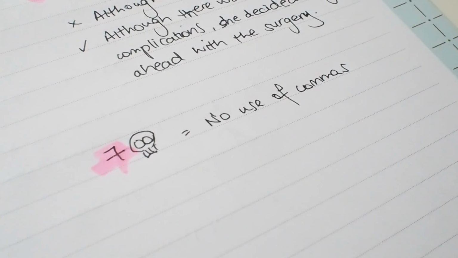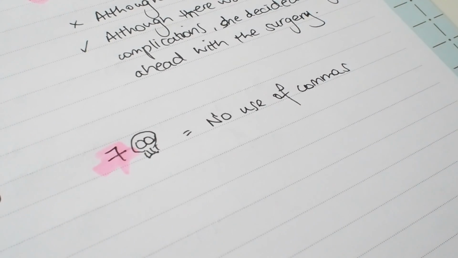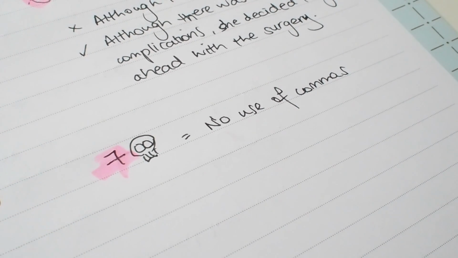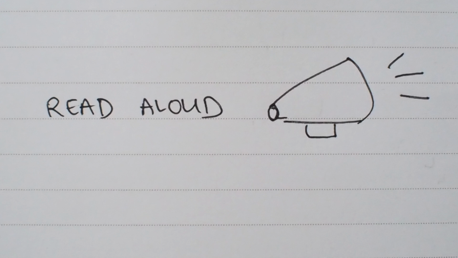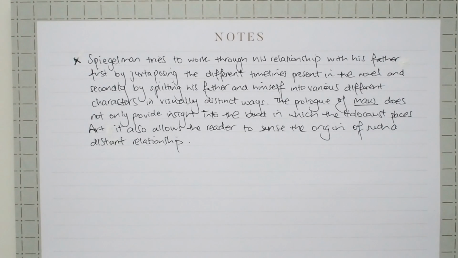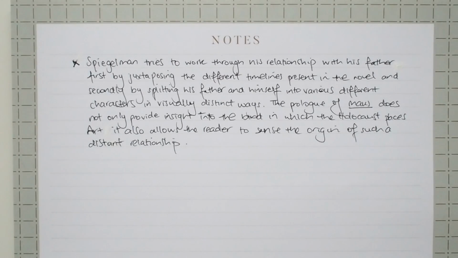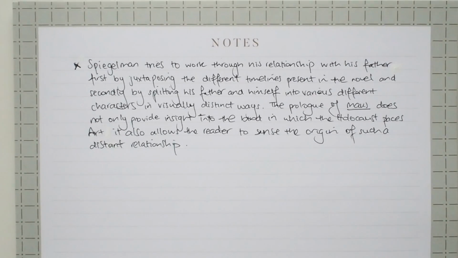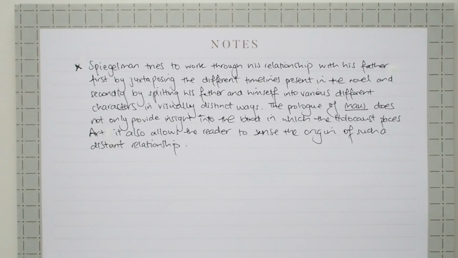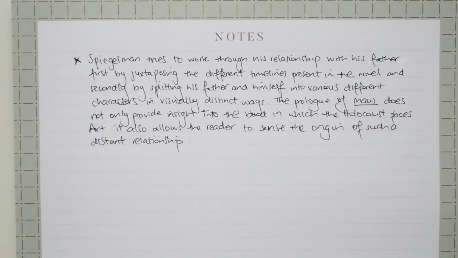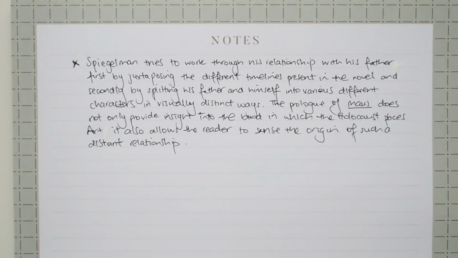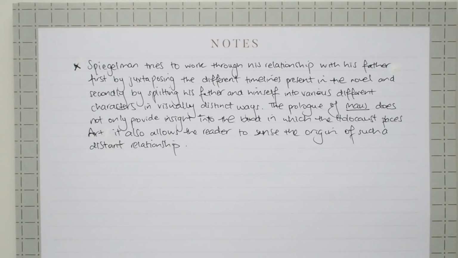And finally, our 7th deadly English writing sin: no use of commas. A great way to avoid this is just read your essay out loud. As you read it aloud, notice when you take breathers, and those breathers should become commas. For example, Spiegelman tries to work through his relationship with his father first by juxtaposing the different timelines present in the novel. And secondly, by splitting his father and himself into various different characters in visually distinct styles.